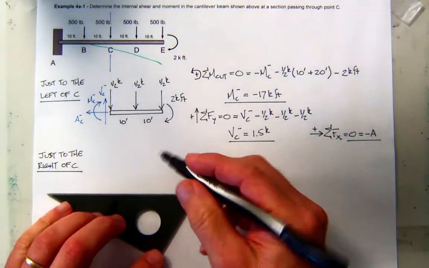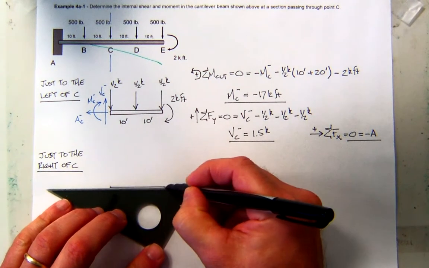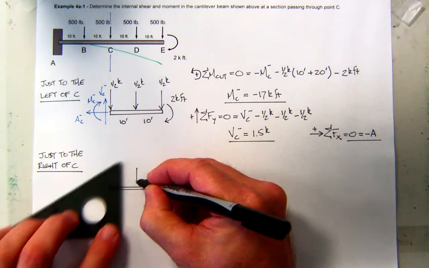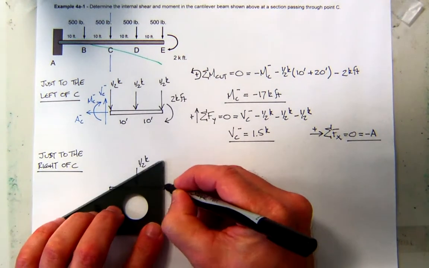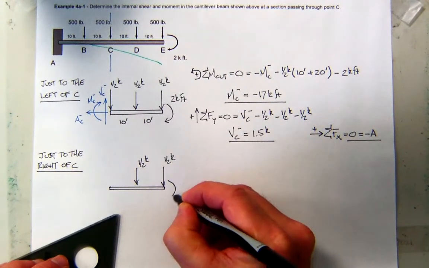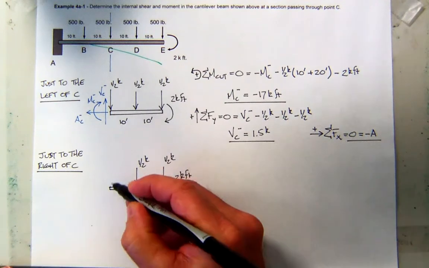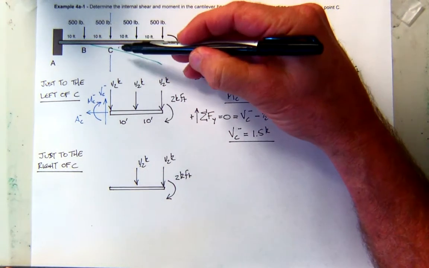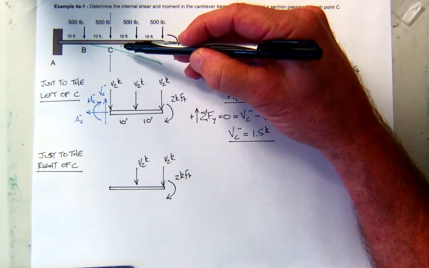So I'm cutting it at the same place, except it's just to the right. So in that case, I still have my half kip force at 10 feet and my half kip force out here at the 20-foot mark. And of course, I still have my moment. But this one is not there because since I cut it on the right-hand side, that 500-pound force is on the other body, the left side body.